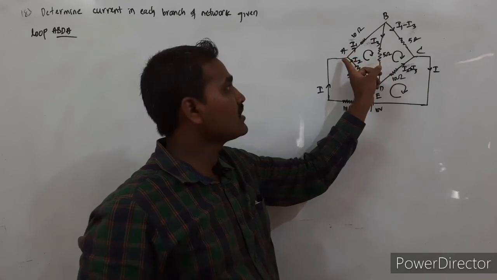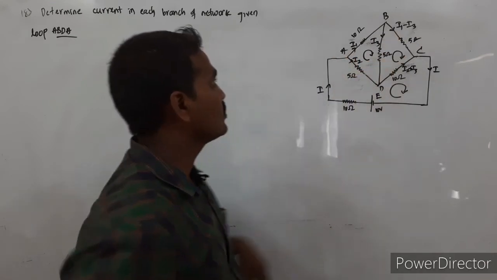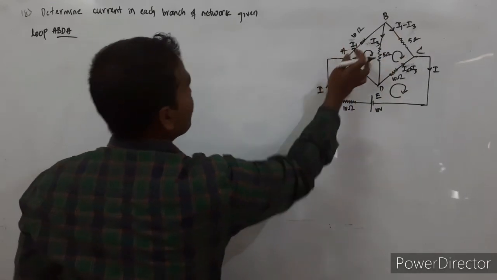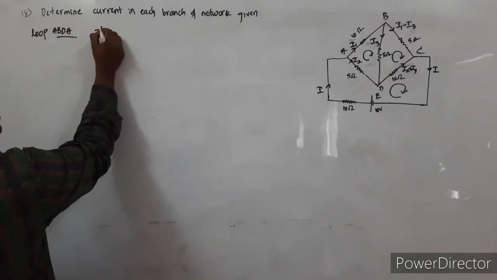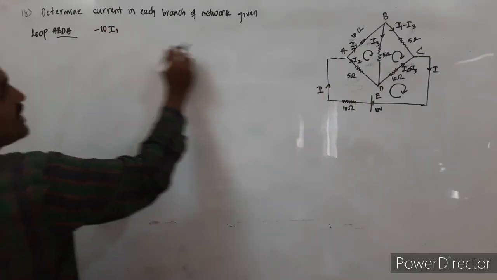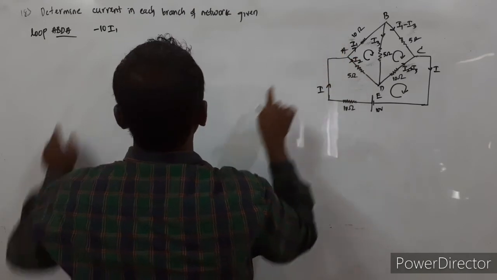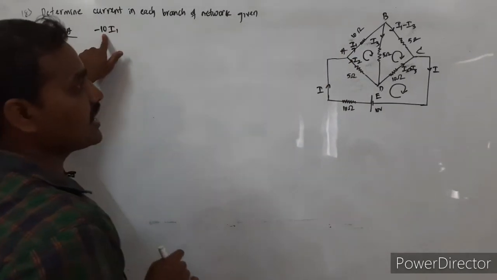Actual current I1 is also moving from A to B. So that potential drop because of this I1 is equal to what? Minus of 10 I1. Here I am directly substituting the value of this resistance. I write it as minus of 10 I1.